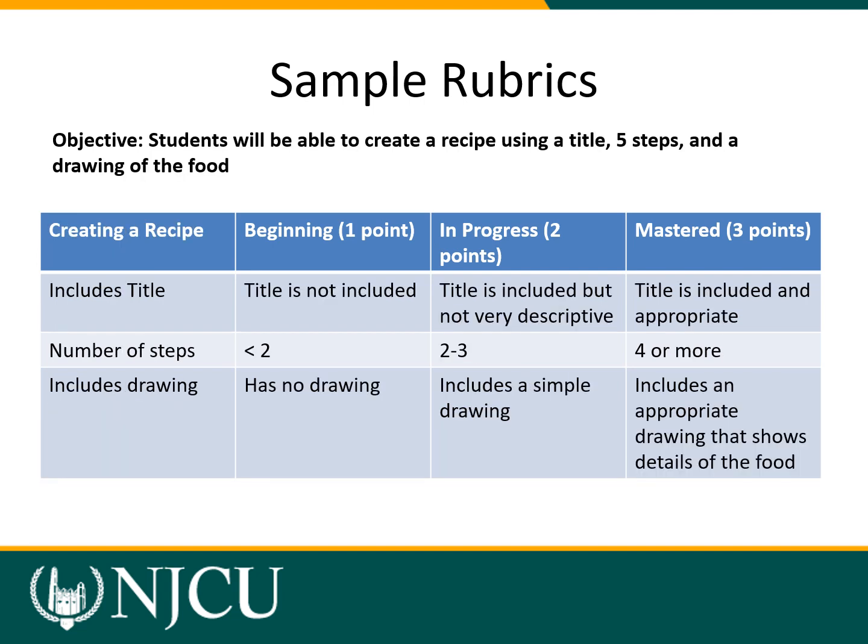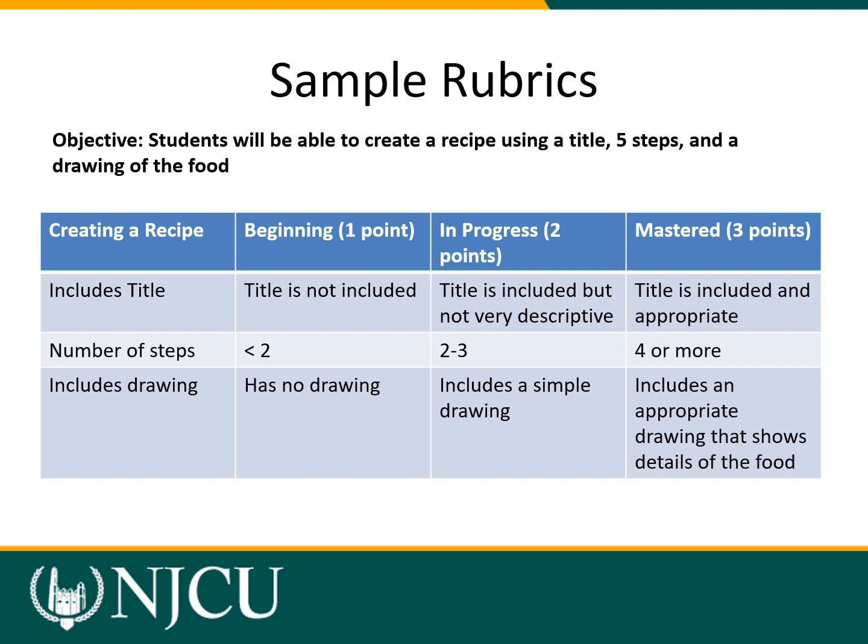The objective, the students will be able to create a recipe using a title, 5 steps, and a drawing of the food. So I've got 3 things in my objective. There's going to be 3 things here in my rubric, including the title, the number of steps, and a drawing. And then the quality of each is in the rows. So the high quality is that the title is included and appropriate, that there's 4 or more steps, and that they include an appropriate drawing that shows details of the food. So those are kind of examples of what I'm looking for in the rubrics for your lessons.